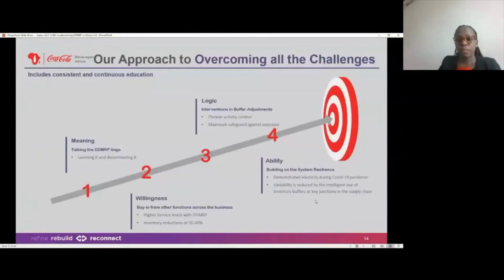Then we went on to the ability, which is building on the system resilience, with the demonstrated elasticity during COVID-19 that gave us an option of adjusting lead times to ensure that the lead times are captured in due time for us to be able to maintain our stock cover with no exposure, and for continuity of the business without interruption. So that is what we went through in overcoming all these challenges.